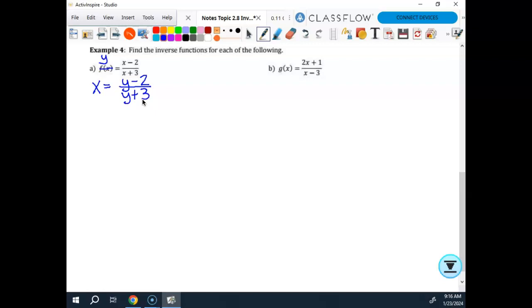Now our goal is to get y by itself. We already have all the y's on one side, but I can't really do much with them. That's why I'm going to go ahead and clear the fraction here. I'm going to multiply both sides by y plus 3. So if I write x times y plus 3 equals y minus 2, is what I have written down really what I intend to do?